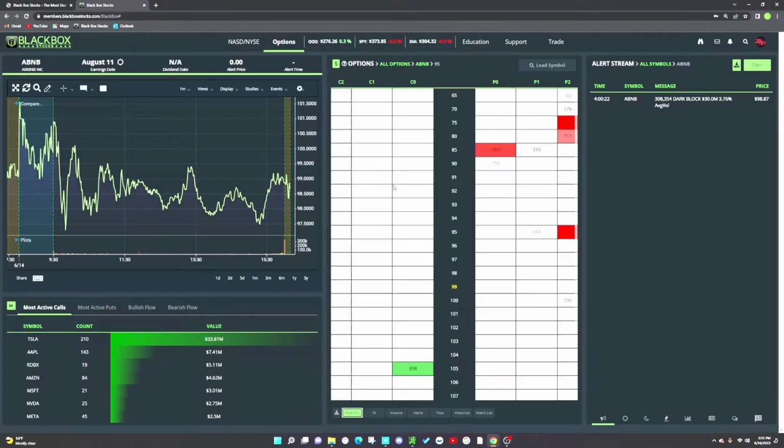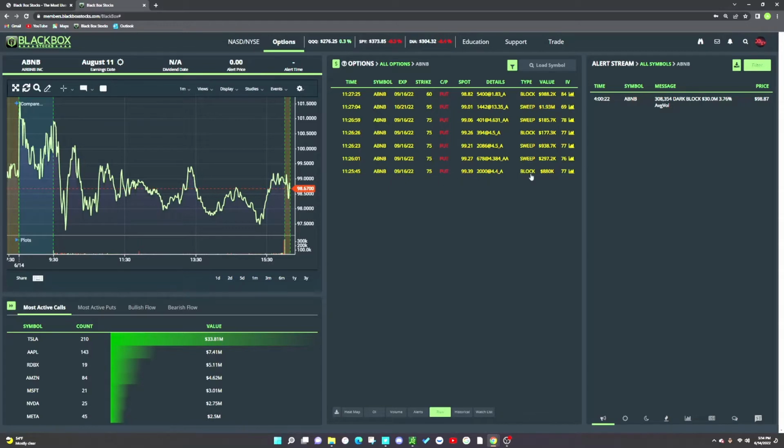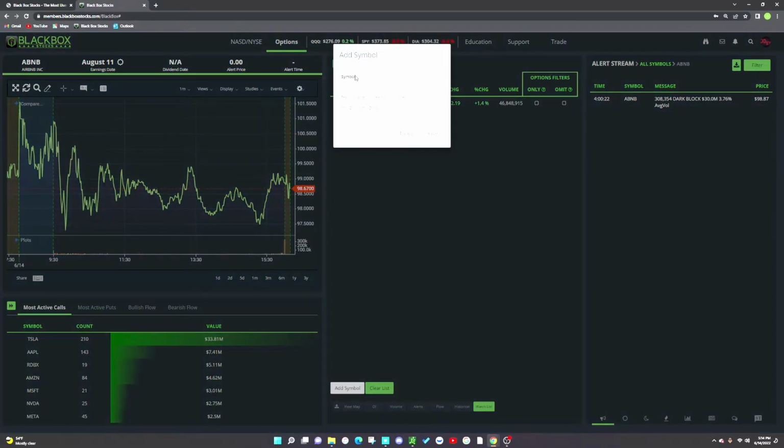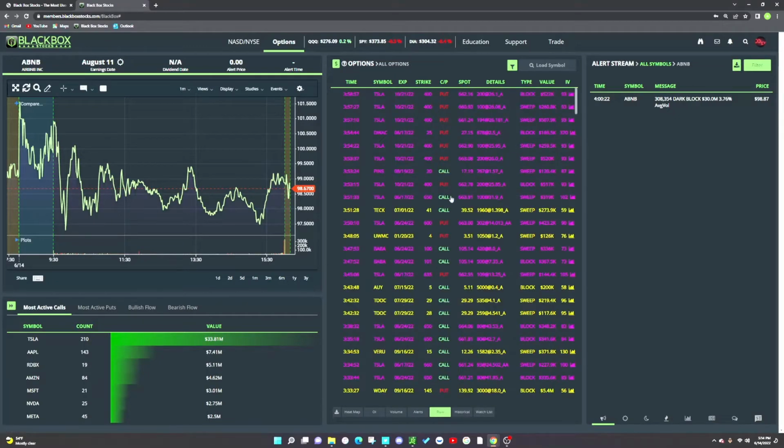Okay, what's the heat map look like for Airbnb? Ooh, 105 calls this week. It's trading at 98. We got 3 days left. 85 puts for this week. Look at these 75 puts more than 2 weeks out. And that's what we're looking at. That's definitely actionable. So I'm going to put in Airbnb. Come back in here and check her out.